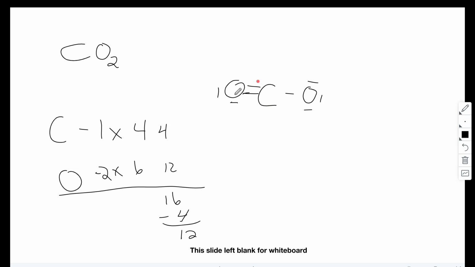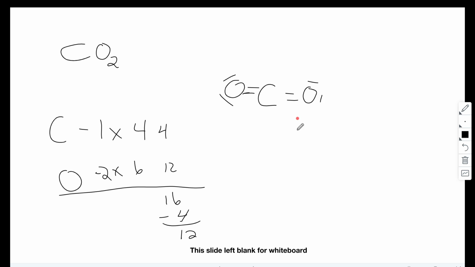It's not quite happy because it still only has 6. So we're going to go ahead and move another pair. And now carbon will be happy. So that last step is just us moving some outer electrons into a shared bond to make it so that the central atom can be happy. And now that we know that, we can tell that, hey, look, carbon has double bonded to oxygen.